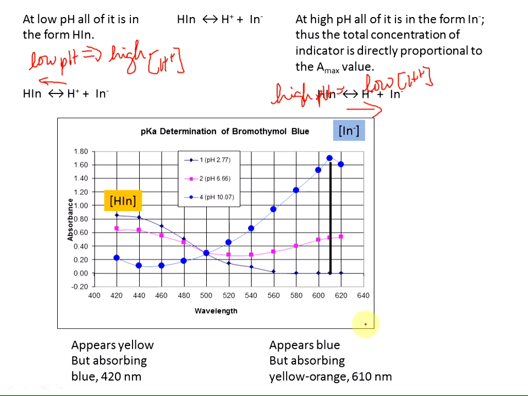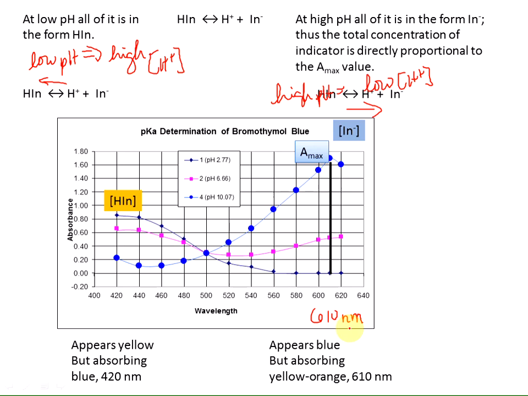Now when we take our data, we're going to need to find the biggest difference between what we're going to call our A min and our A max. There's a bigger difference between this minimum value and this maximum value here at 610 than there is at any other data point. And this is going to be the wavelength at which we're going to do all of our calculations. So hopefully you get a graph that looks something like this, and you want to pick the maximum value, and that should come at 610 nanometers.